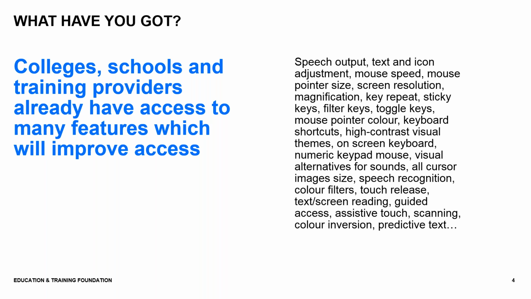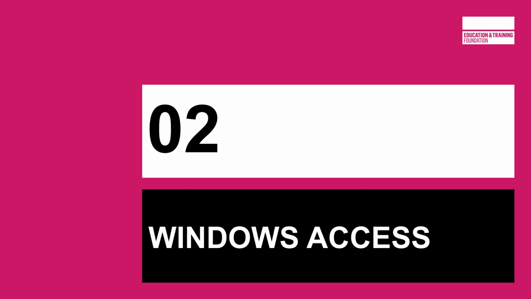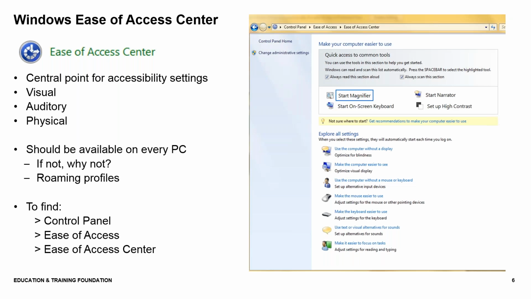So what I'm going to do first is think about how we could get to some of this stuff on Windows. Within the Windows operating system itself, whether you're on Windows 7, 8 or 10, there is a setting in the control panel called the Ease of Access Center. This is your central hub, if you like, for getting to all your accessibility settings. It will enable you to make visual, auditory and physical changes to the way the computer works, which might make someone's access easier or indeed available at all.